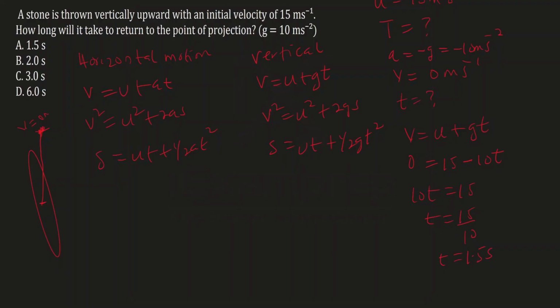Since the acceleration is constant, it's also going to take 1.5 seconds to come down. In fact, the time of flight of an object projected vertically upward is 2t, because it's going to take the same amount of time to go upward and return back to the point of projection. So t is going to equal 2 times 1.5. Then we have the time of flight to be 3 seconds. So it's going to take 3 seconds to return to the point of projection. The correct answer will be C.